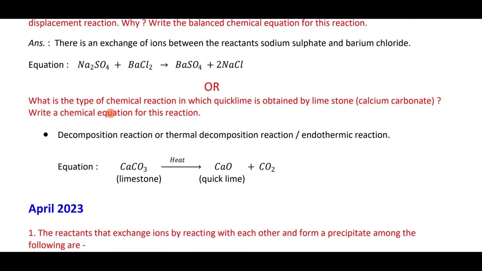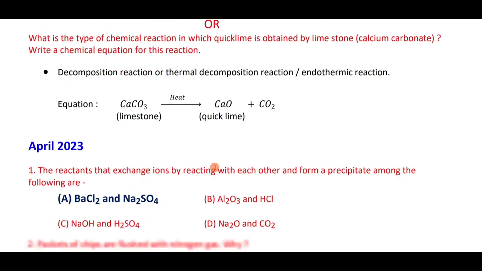What is the type of chemical reaction in which quicklime is obtained from limestone? Write a chemical equation for this. Quicklime is obtained by the thermal decomposition of limestone. That is CaCO3 on heating gives CaO plus CO2.